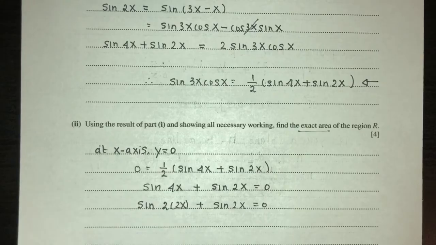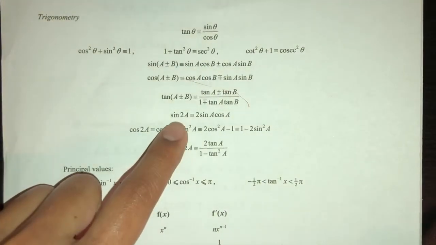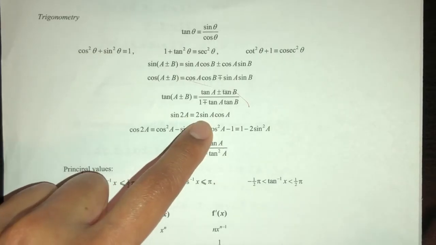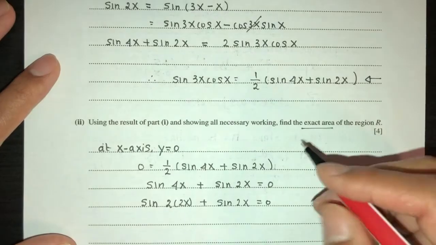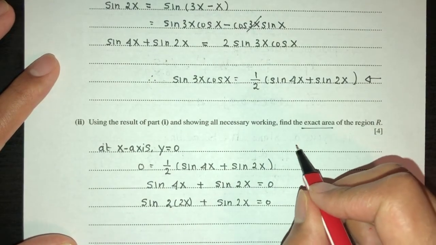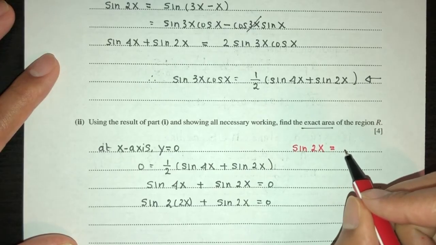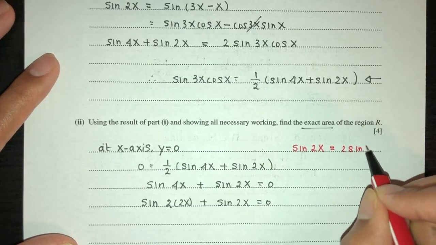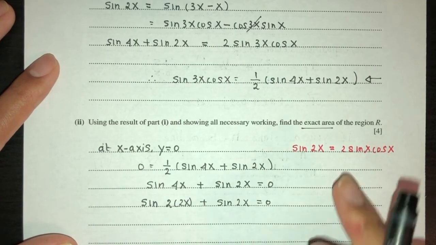Now go back to your formula sheet. You will find the formula for sine of 2x. So sine of 2x is equal to something like this, right? So let's write this down here. On your formula sheet, you will see you have sine of 2x is equal to 2 sine of x and cos of x. So you have to use this in here.